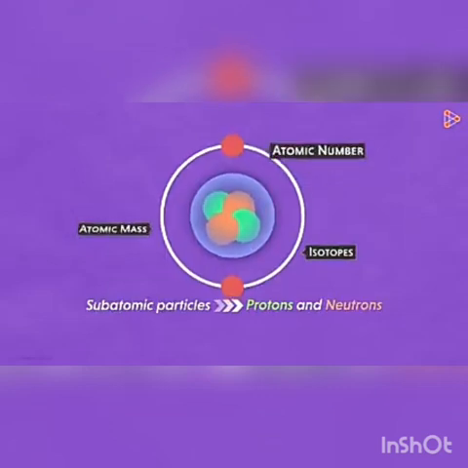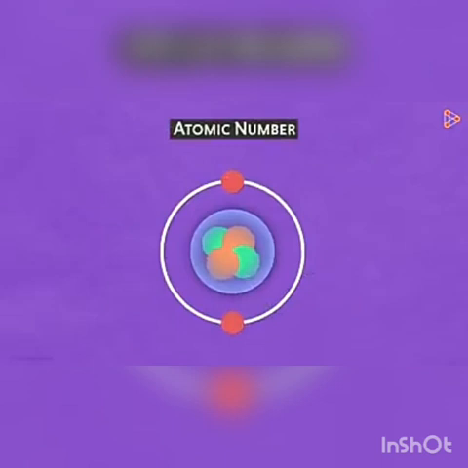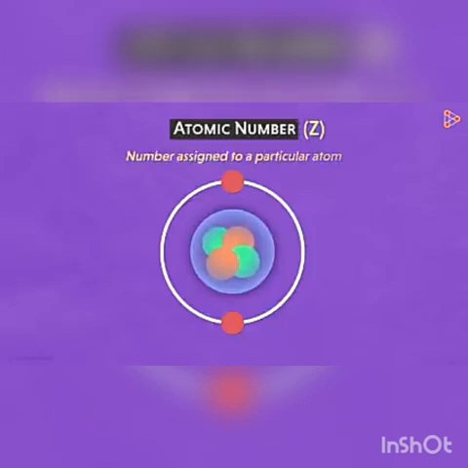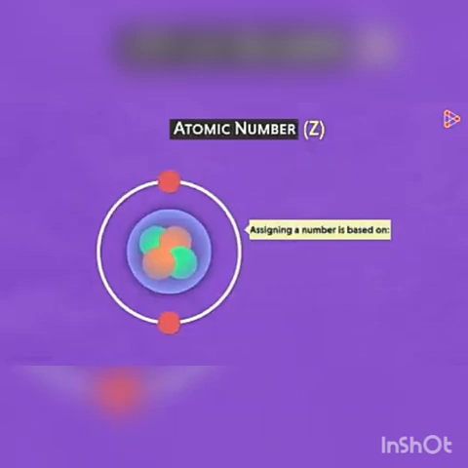Let's begin with the atomic number first. Atomic number is denoted by the letter Z. As the name suggests, atomic number means the number assigned to a particular atom. Now I want you to think, on what basis should an atom be assigned a number?